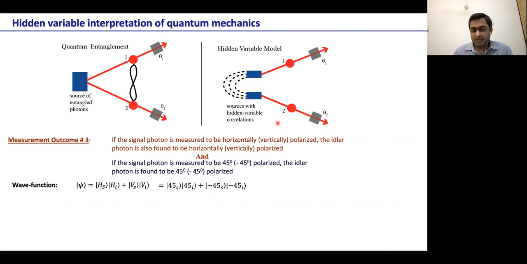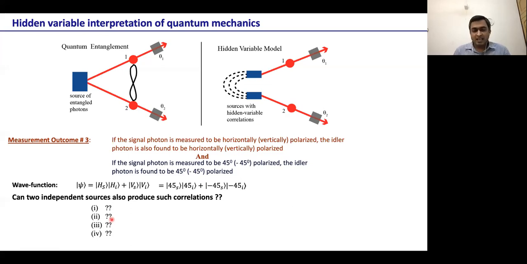Now the question is, can two independent sources do this? What are the rules we need? The challenge is that you cannot make a set of rules. Even if you're allowed to have an infinite number of rules, you cannot have a set of rules that you can define between the two sources and be able to reproduce this measurement outcome. This is just impossible. And is this entanglement? Yes, this is entanglement. The main point is that the horizontal and vertical basis is conjugate to the 45 minus 45 basis. And here we see correlation in the horizontal-vertical basis as well as in the 45 minus 45 basis. So whenever we have simultaneous correlation in two different conjugate bases, that's when we have entanglement. That is the sure signature of entanglement.